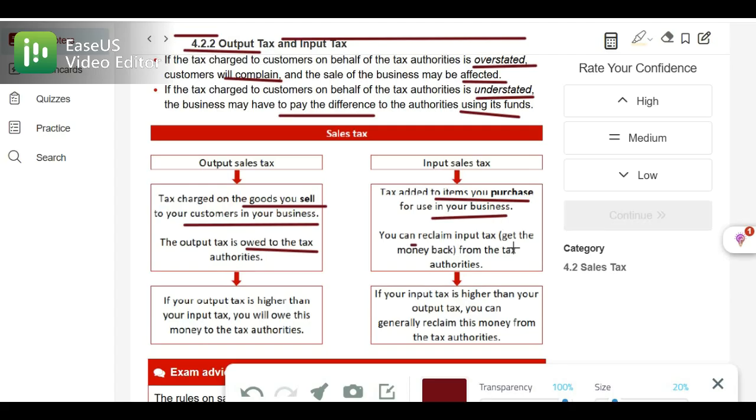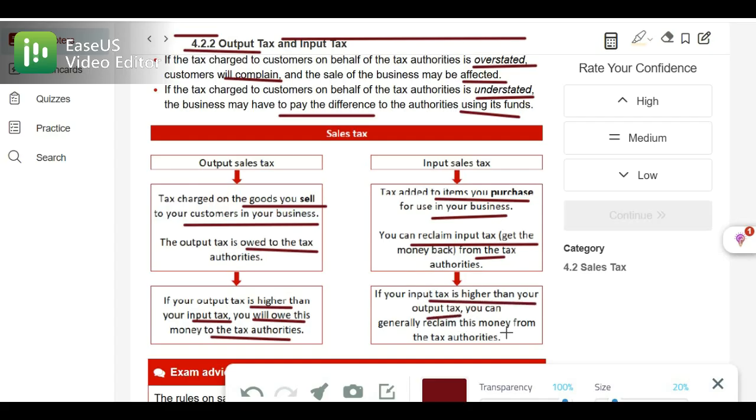Now, if your output tax is higher than input tax, then you will owe this money to the tax authority, and that is the net output sales tax. If your input tax is higher than your output tax, that is the reclaim, and that is your net input tax from the tax authority. So the same thing is repeated again for your understanding.